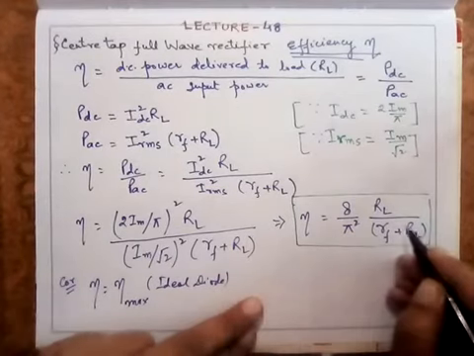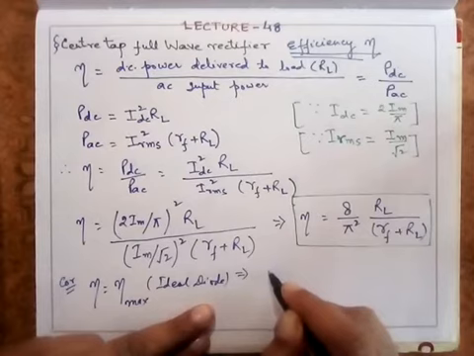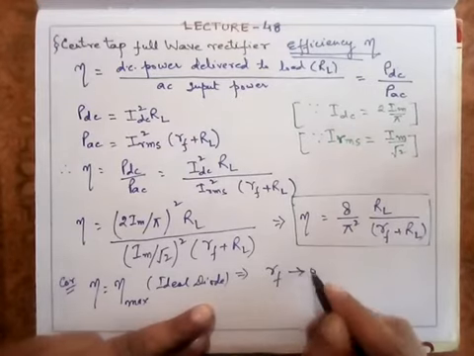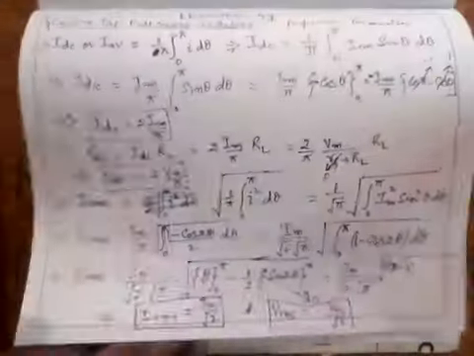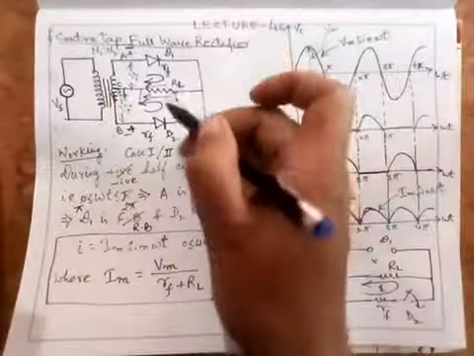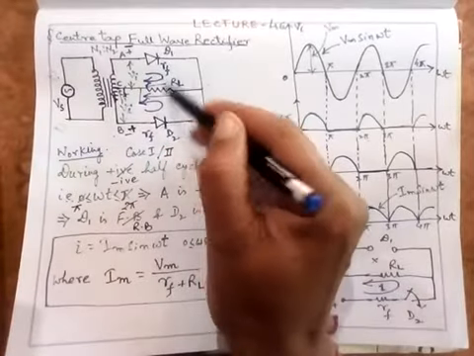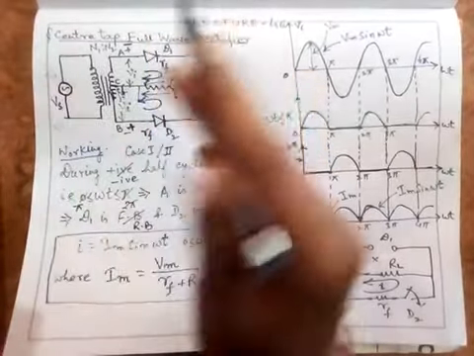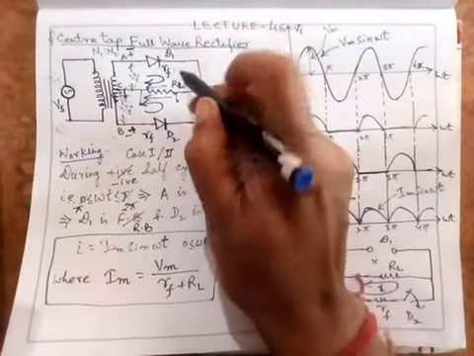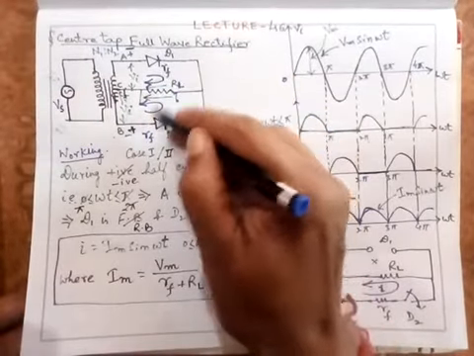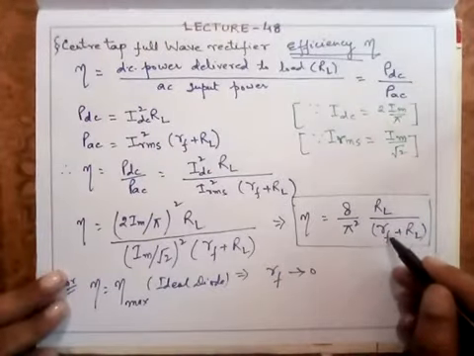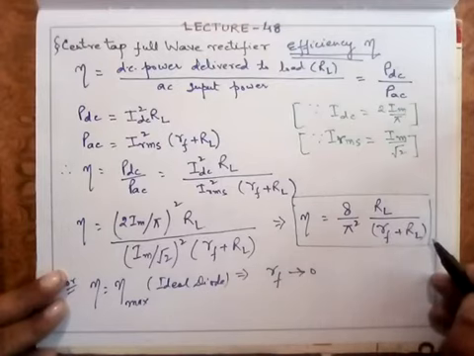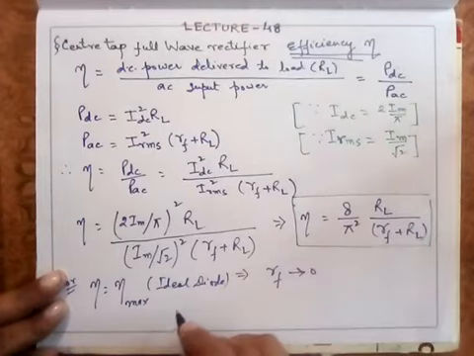So for an ideal diode, this implies that the value of Rf tends to 0. If the diodes used in the circuit are ideal, that is, they offer 0 resistance, although practically they will have some resistance. Just for the sake of argument, assume this is an ideal diode with Rf equal to 0. It means this quantity is equal to 0. If Rf tends to 0, RL and RL will cancel.